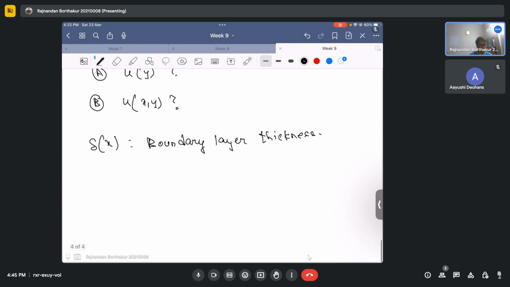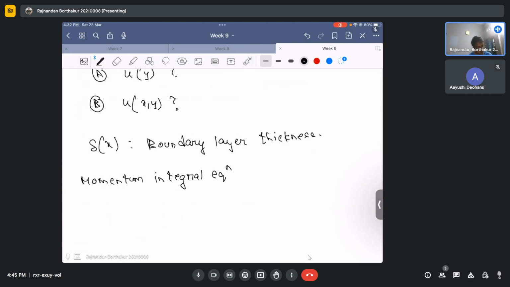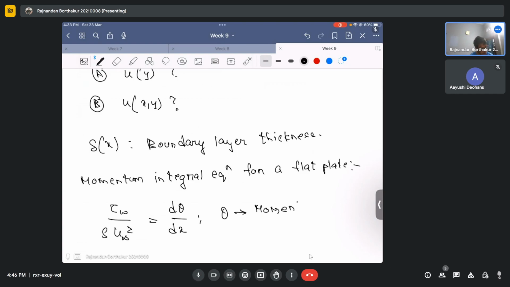So I will not derive this, but as you have said, the infamous momentum integral equation for a flat plate. So the momentum integral equation for a flat plate is basically something like this. It is tau_w by rho u infinity squared, and this is equal to d theta by dx, where your theta, as you guys know, is known as the momentum thickness. Okay, this theta is your momentum thickness.